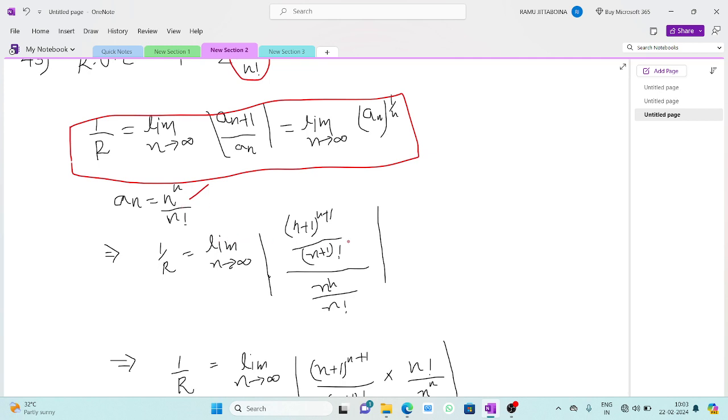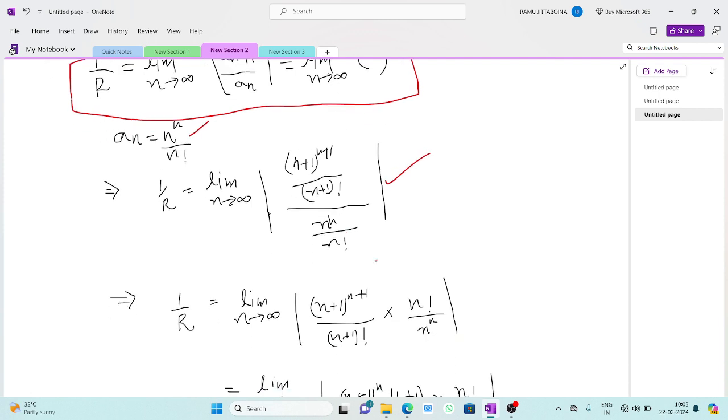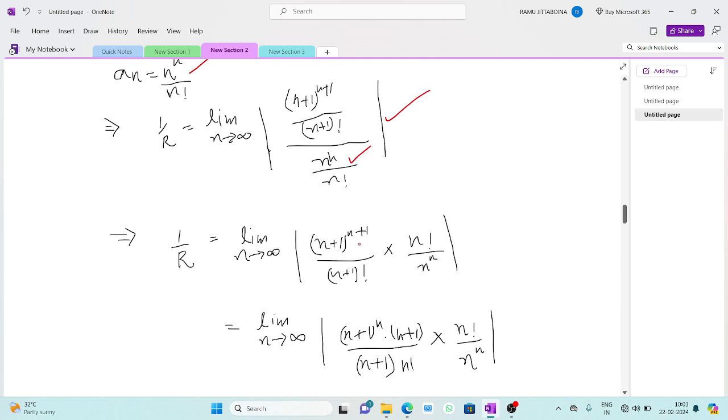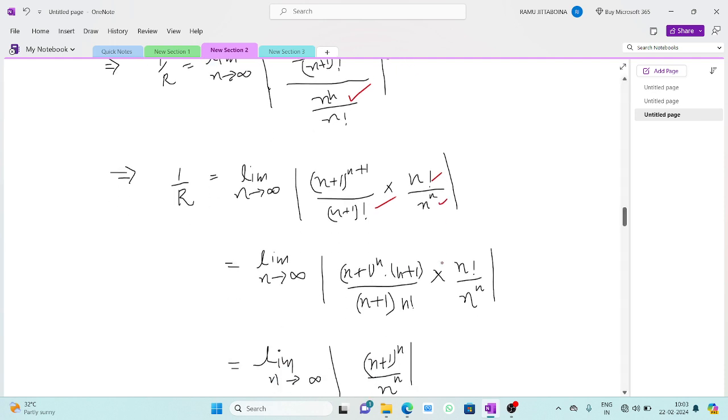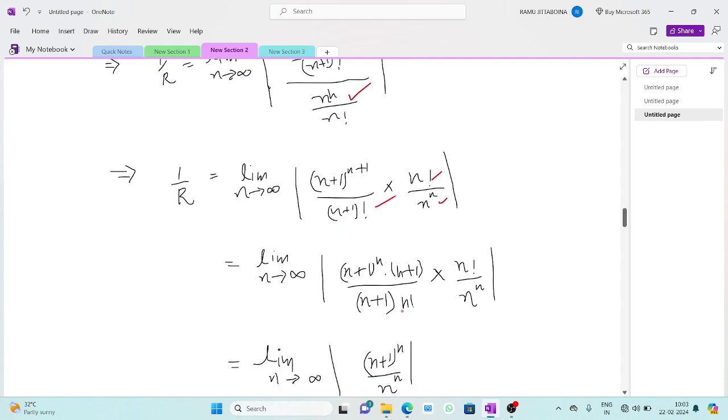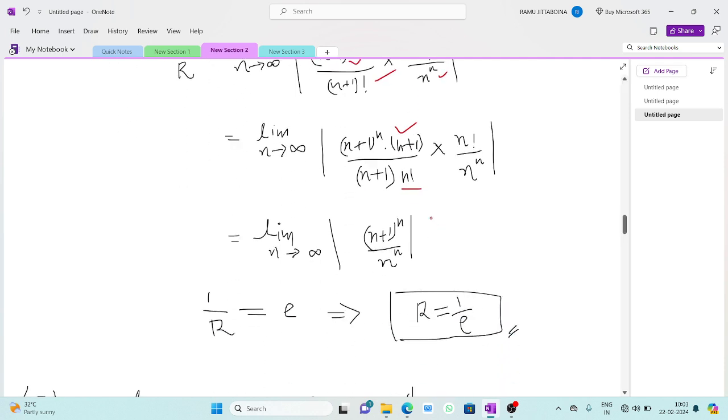So I am substituting in the formula. I get it this way, and I take the reciprocal for these terms, and I get (n+1)^(n+1) divided by (n+1)! and n! by n^n. We know that (n+1)! can be written as (n+1) into n!, and similarly I just separated these two things. I get it this way, and I cancel the common terms, these two terms and these two terms. So the remaining part is this one.